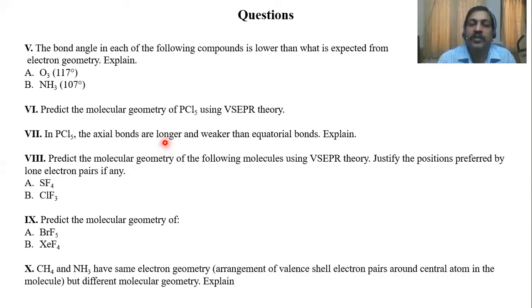Predict the molecular geometry of the following molecules using VSEPR theory and justify the positions preferred by the lone electron pairs. The molecules are sulfur tetrafluoride and chlorine trifluoride. Next, predict the molecular geometry for bromine pentafluoride and xenon tetrafluoride. The last question is, methane and ammonia have the same electron geometry but different molecular geometry. Explain. So these are the questions that I have for you.